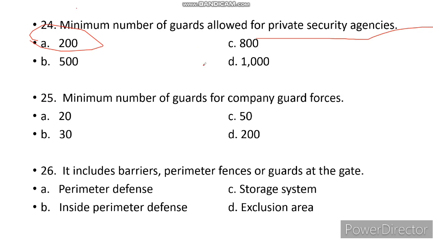25. Minimum number of guards in company guard forces. So same time, we've been talking for minimum and company guard forces. So what do you think would be the answer here? That's 30.